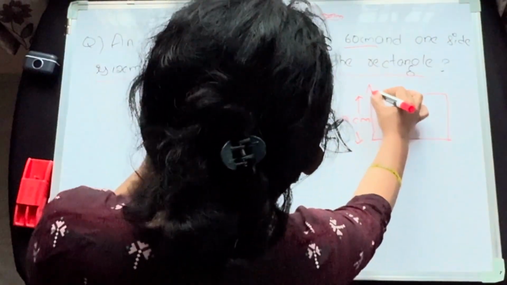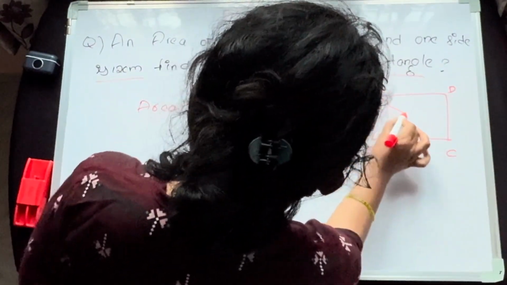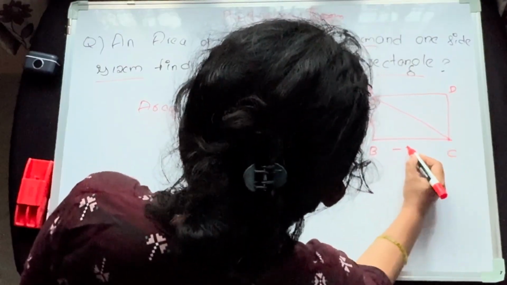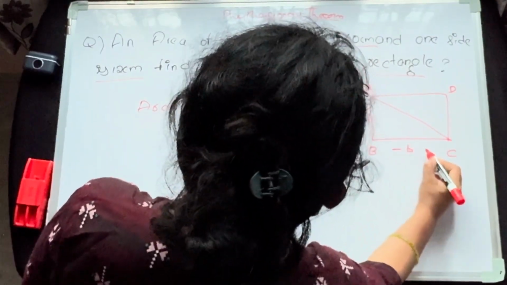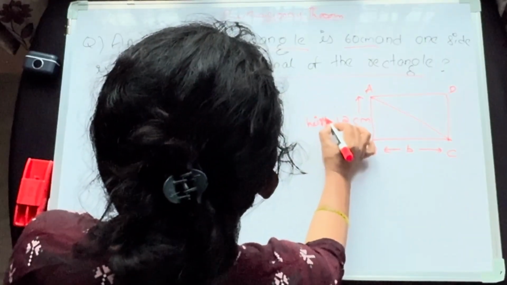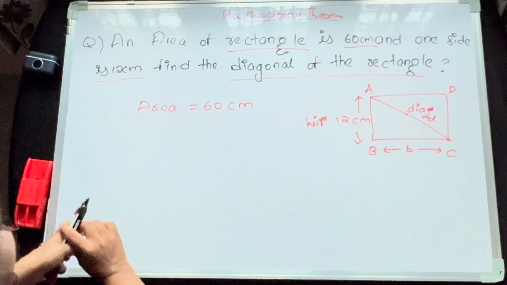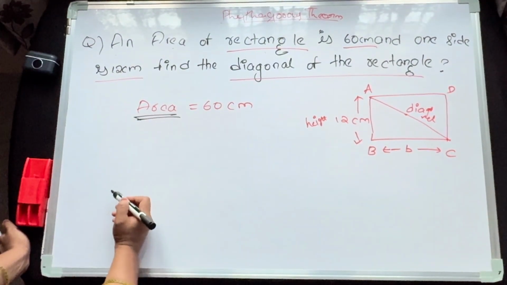Okay, let's take it. A, B, C, D. This one, okay, we don't know this. Actually, this is base, okay, and this is height. We want to find the diagonal. This is the diagonal. What is given? Area. How do we solve this?